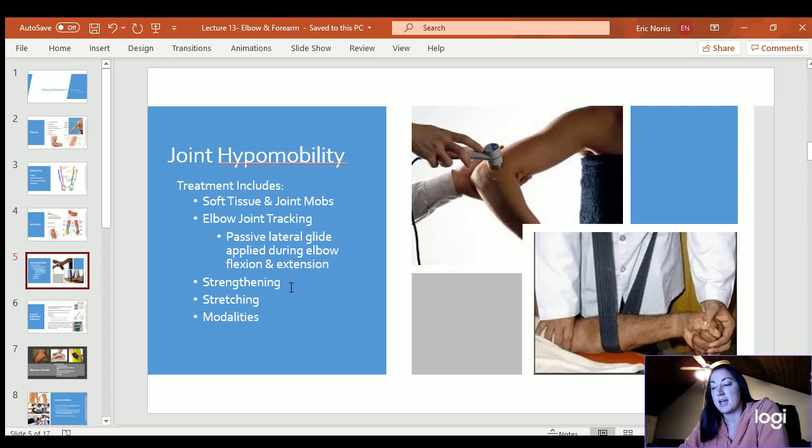Modalities would be targeting the hypomobility, so you could use ultrasound to help loosen up the area, promote healing, get any inflammation out of the area. Depending on what modalities you're using, ice or iontophoresis, anything that you need to use for inflammation. So the modalities here for the elbow are typically ultrasound, ice massage. You could use heat or regular ice, and iontophoresis is used at the elbow. You may be able to use laser diathermy for certain conditions.